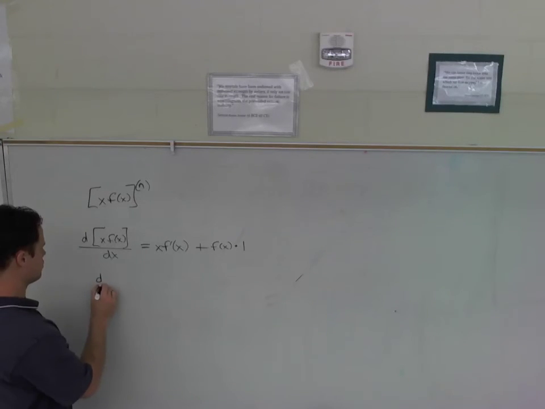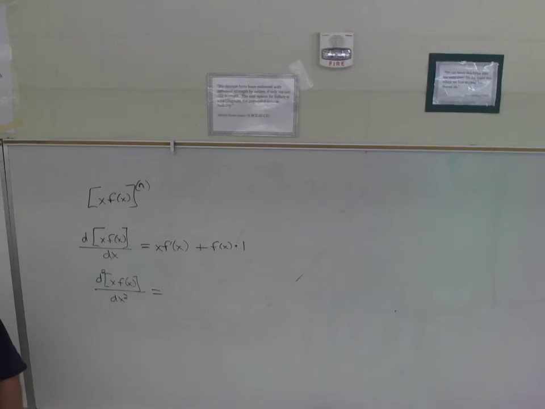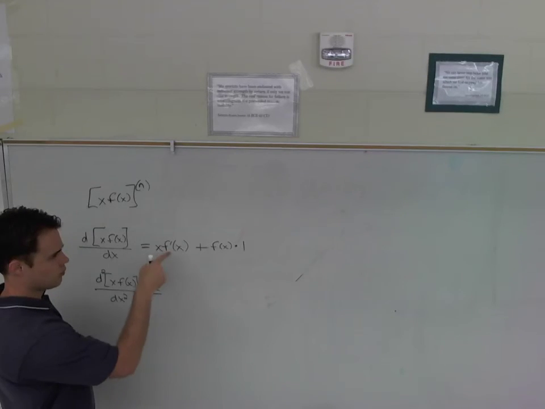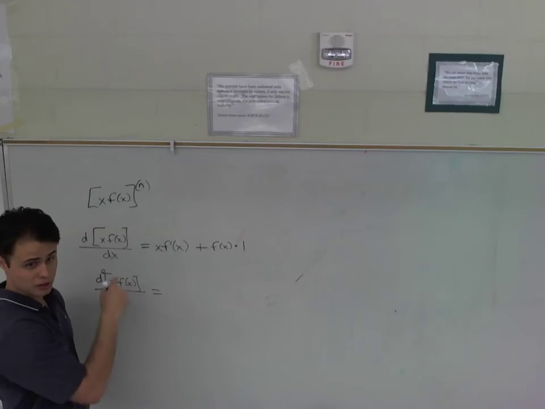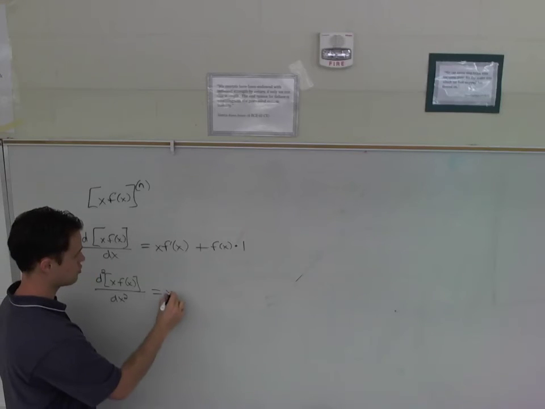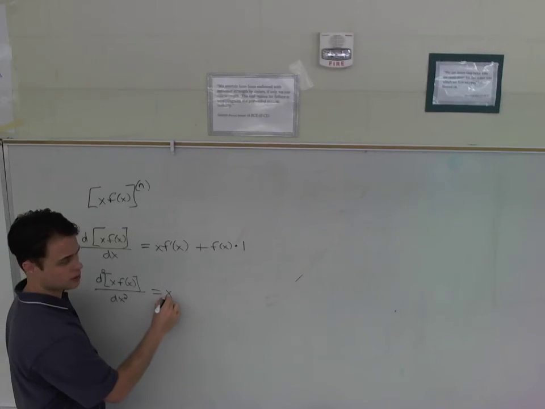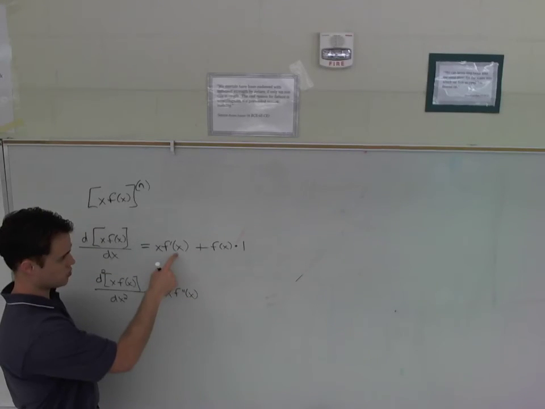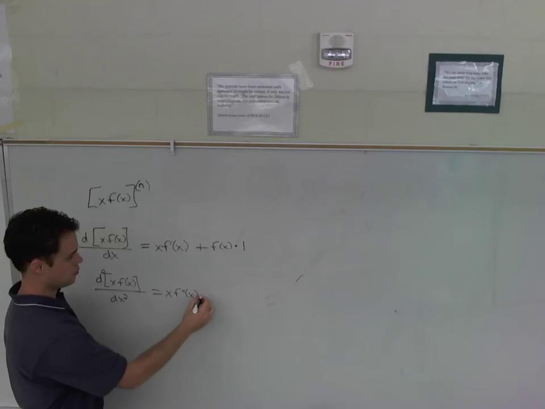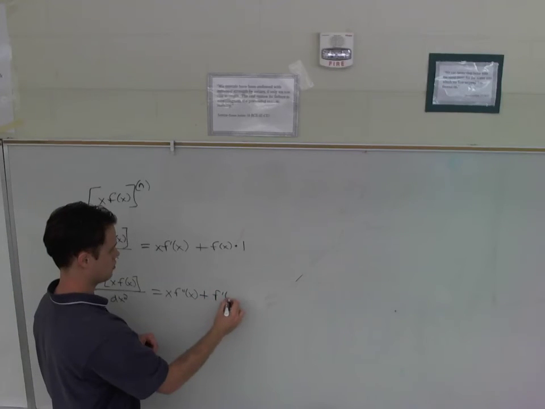Okay, let's take another derivative. We'll put d squared over dx squared. Right here, what do we have to do? x times f prime of x. Is this a product rule? Yes, you have one function times another. First, what's the derivative of the second one? f double prime. Plus 1 times f prime of x.